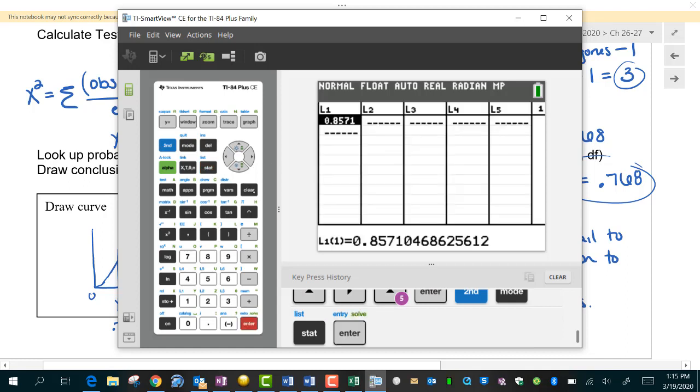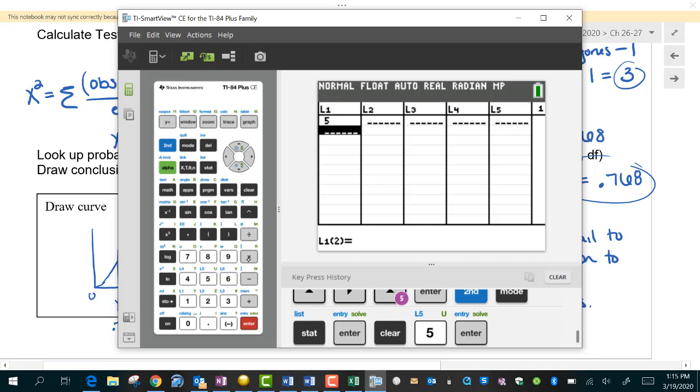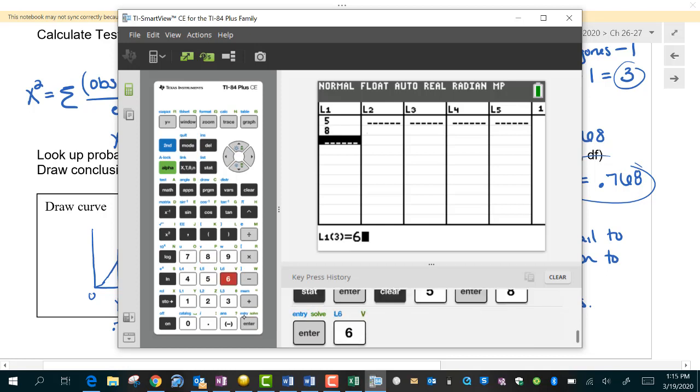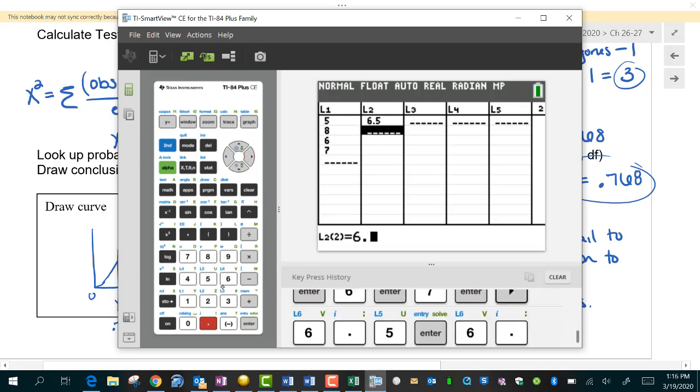So in my first column, I'm going to type in the observed. So we had 5, 8, 6, and 7. And then in L2, I'm going to put the expected. So 6.5 for each.